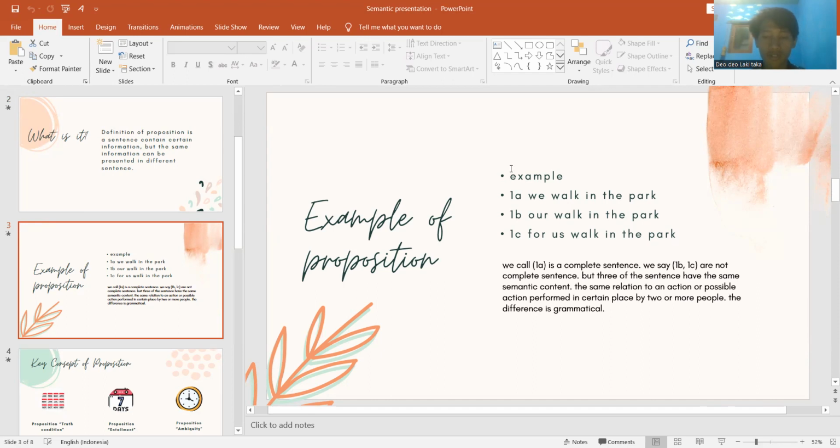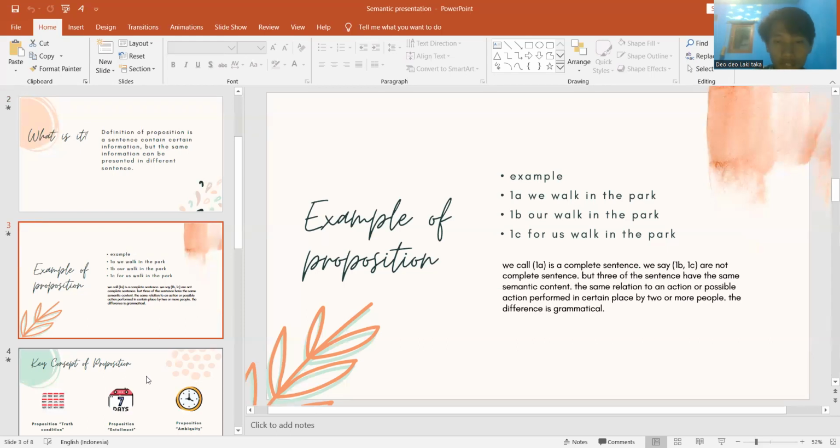All right. Example 1A, we walk in the park. 1B, our walk in the park. 1C, for us walk in the park. We call 1A a complete sentence. We say 1B and 1C are not complete sentences, but all of the sentences have the same semantic content, the same relation to an action or possible action performed in a certain place by two or more people. The difference is just in grammar, right?